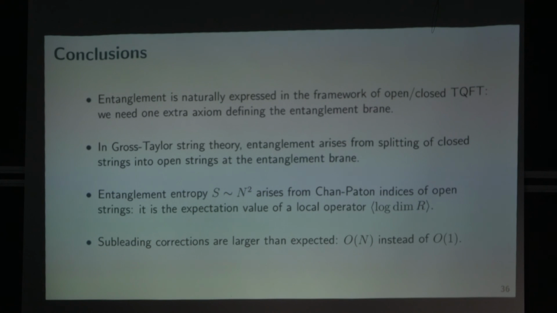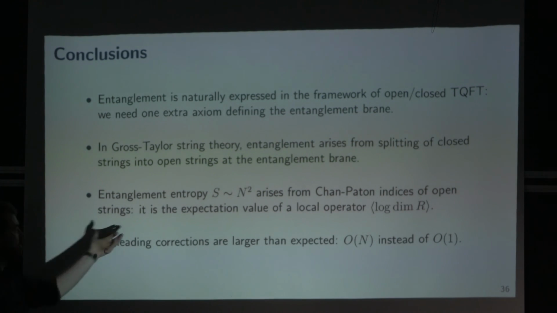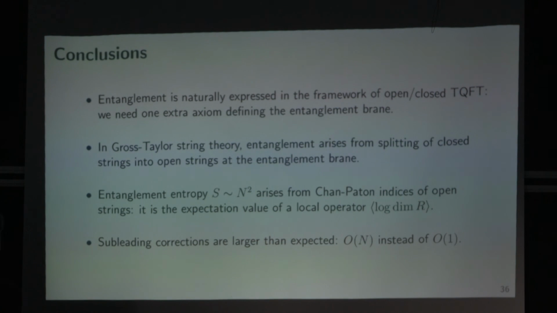The n-squared scaling of the entanglement entropy arises essentially from these Chan-Paton indices of open strings that force you into states with large numbers of excited strings. And it winds up having the form of the expectation value of a local operator, much like the Ryu-Takayanagi formula. But then there's one surprise, which is that the subleading corrections are larger than expected. They're order n instead of order 1.